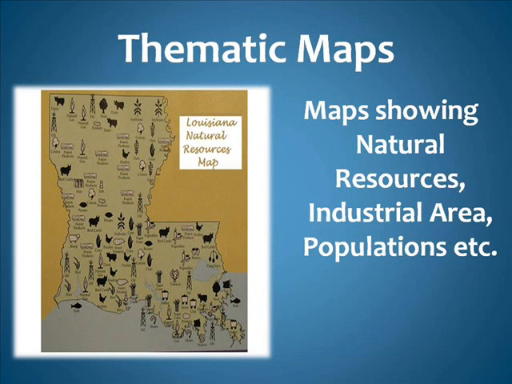And finally, thematic maps are maps that show things like natural resources, industrial areas, populations, etc. These are maps that are based on a theme, and that could be one of the categories I just mentioned. So if we look at this map of Louisiana, it shows the natural resources map that is there. So you can see oil, you can see the different types of crops, cattle, it looks like there's chicken as well, there's fish on the coast, and there's seafood. So these are the types of products that are naturally occurring or grown in Louisiana that can be exported or can be used by people to survive.